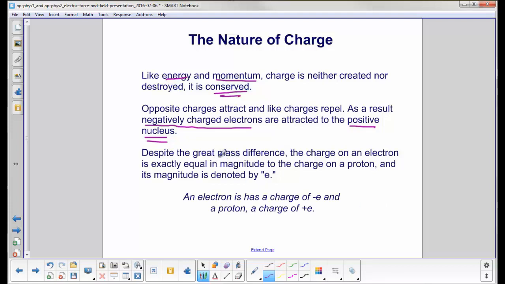Here's a really cool thing. The electron is so much tinier than the proton, roughly 1,800 times. However, the charge on an electron is exactly equal in magnitude to the charge on a proton, and its magnitude, as we've said earlier, is denoted by e. That's just fabulous. Let's draw a rough picture. Let's say this is a proton, and you really can't do this, but we'll use it to illustrate it. Here's an electron. This guy is way, way bigger than him, much more massive. However, the charge on this proton, the plus e here, is exactly equal and opposite in sign to the charge on the electron.